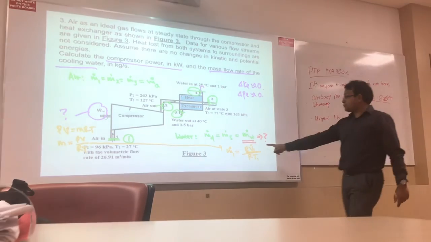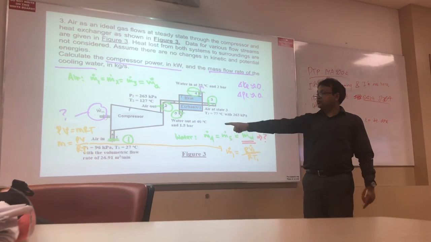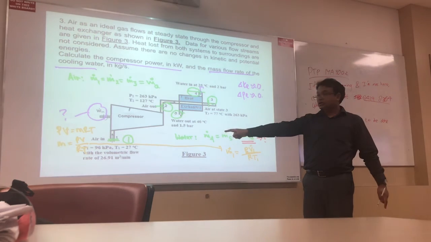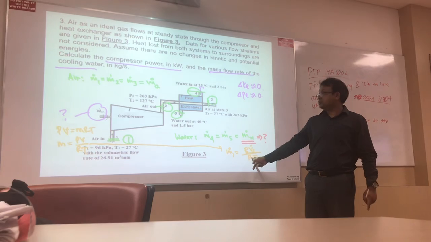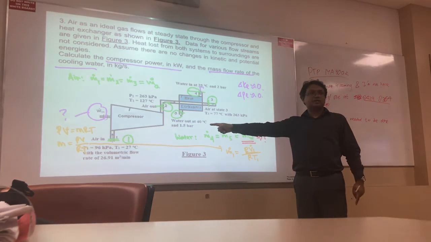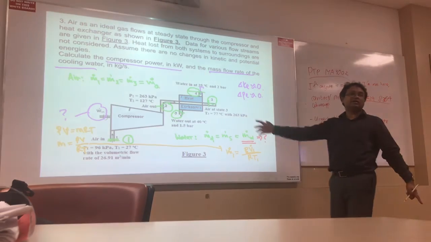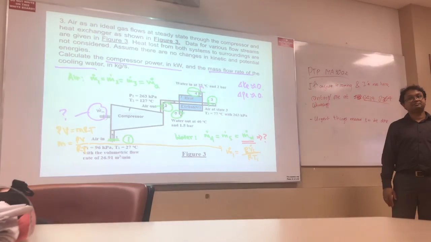Easy. So what is the P1? 96 kilopascal. V dot 1, 26.91 meter cube per minute. R is 0.287 for air, which should be given to you. And T1 is 27 plus 273, 300 Kelvin. That's all. Understand?